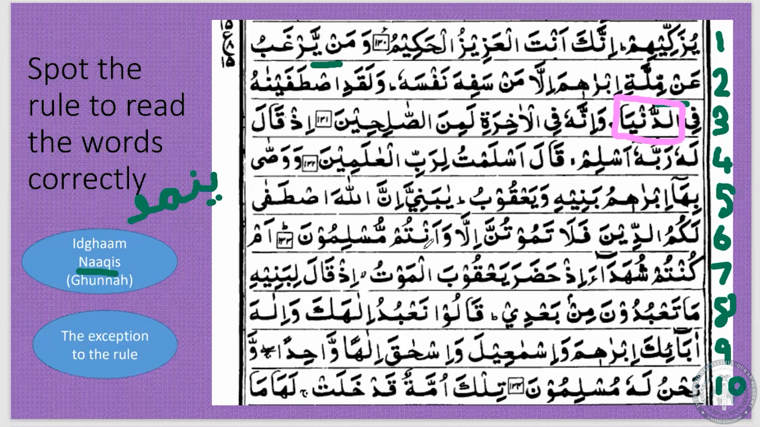Now there's a noon sakin, but it's followed by a ta. We'll learn that rule later. We're not interested in that one. There's another noon sakin followed by a ta. We're not interested in that today. Let's keep going. There's a noon sakin followed by a ba. We'll learn that one next week. See how many rules there are. And we carry on.